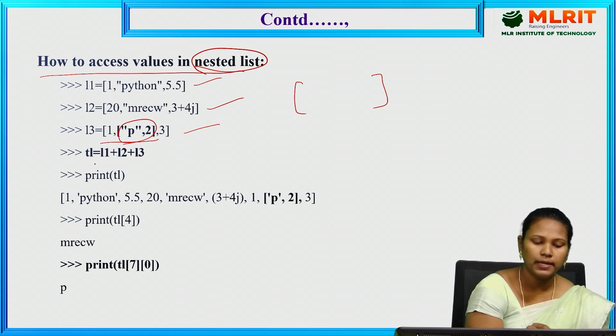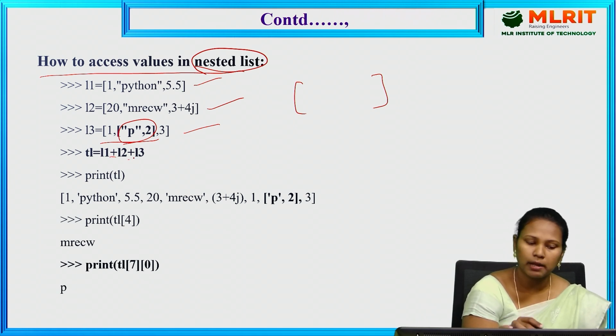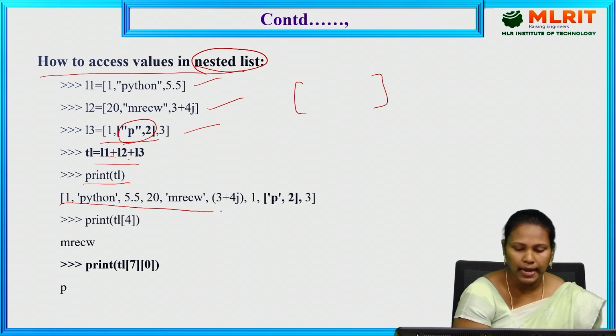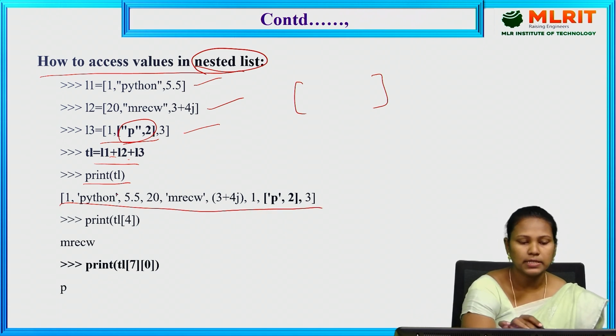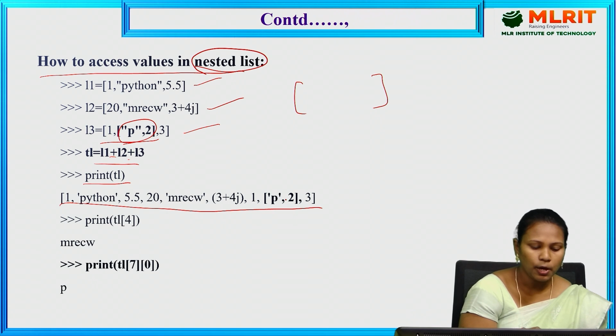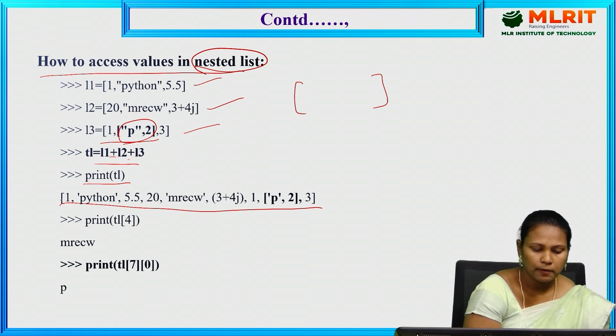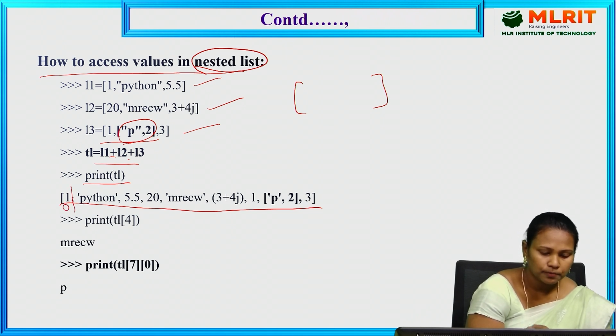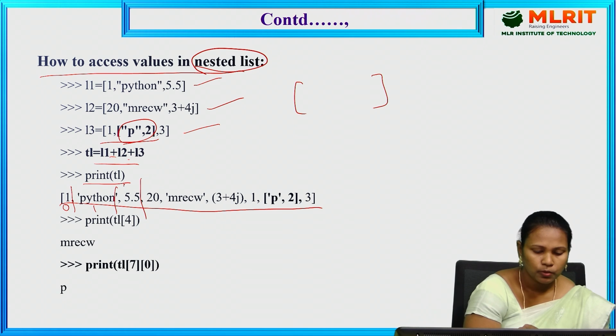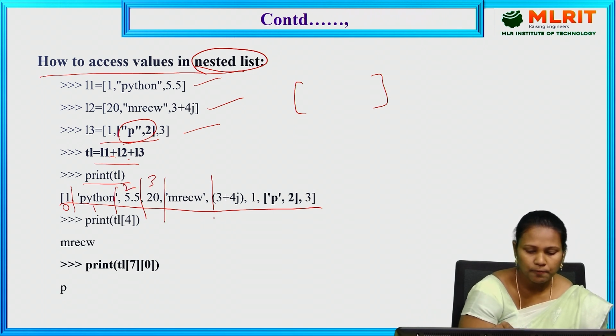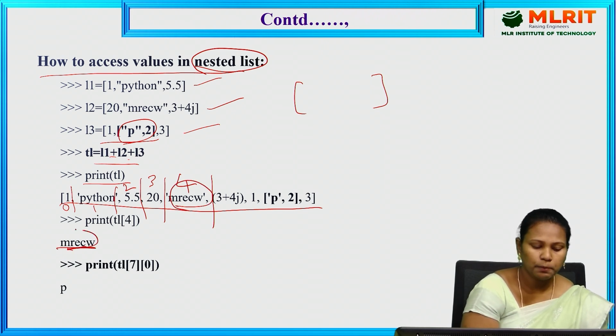So we are combining L1 plus L2 plus L3. The plus specifies concatenation, so we are combining all 3 lists. Print of T1 prints the entire thing, combining all 3 lists. Now print of T1 of 4. Here this is the 0 value, 1 value, 2 value, 3 value, 4 value. So T1 of 4 is MRECW. It prints that value.